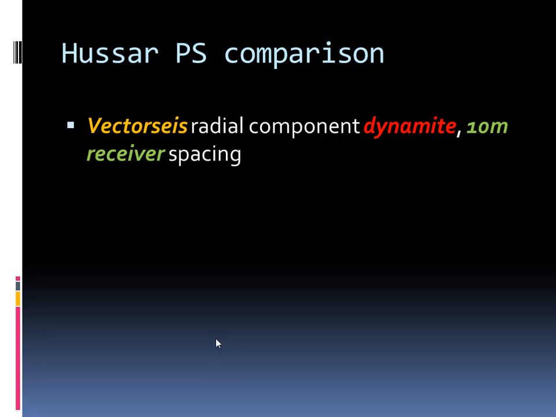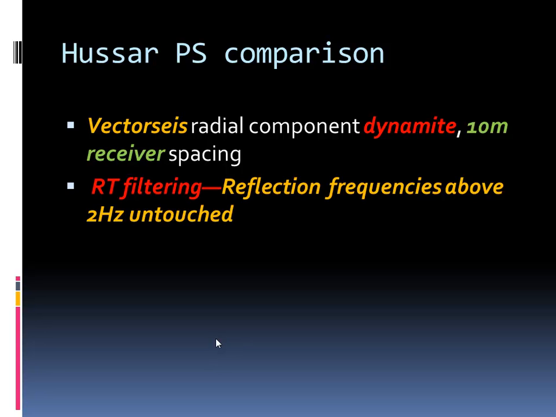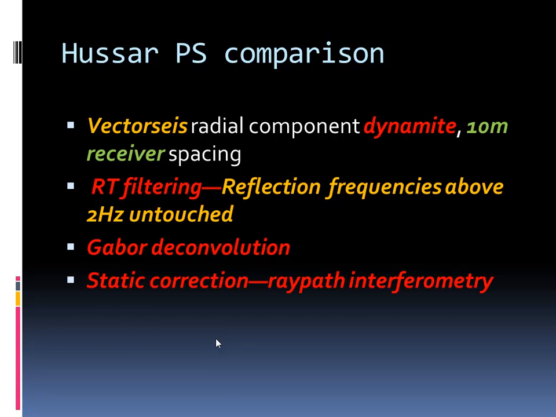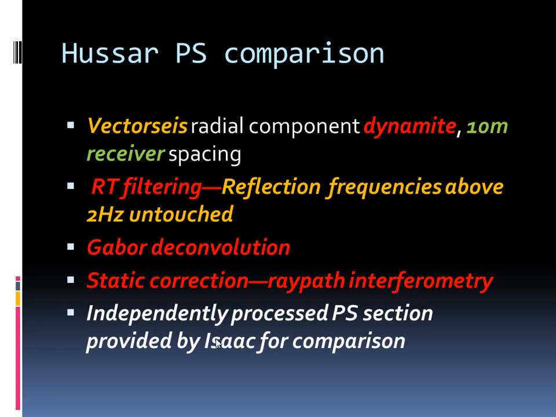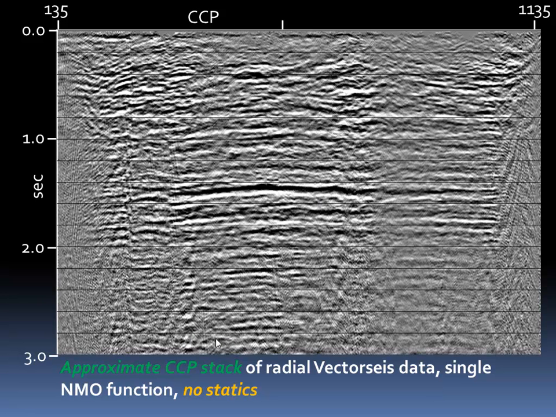Now let's look finally at the radial component of the vector size. This is inline shear. Once again, we did similar processing, only in this case, Helen did the processing herself from the ground up, and so our results are not going to be quite as comparable. This is the approximate common conversion point stack that I provided. And now I'm using a single normal move-out function and no statics.